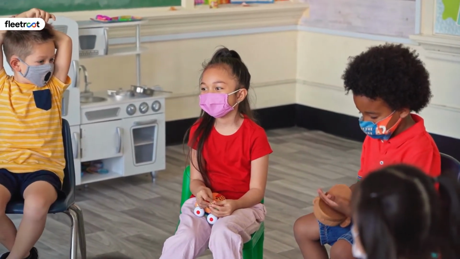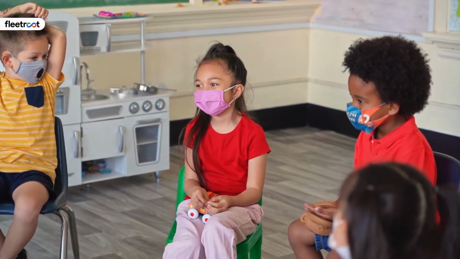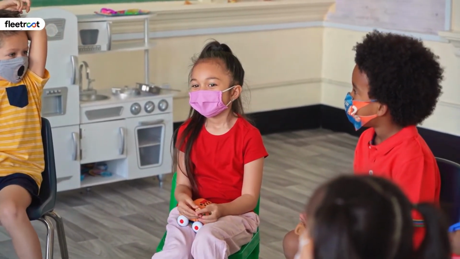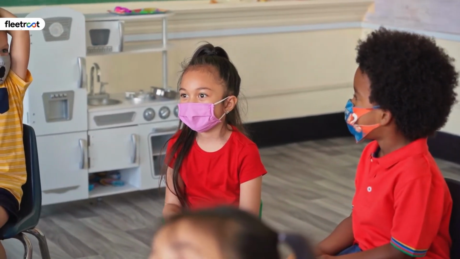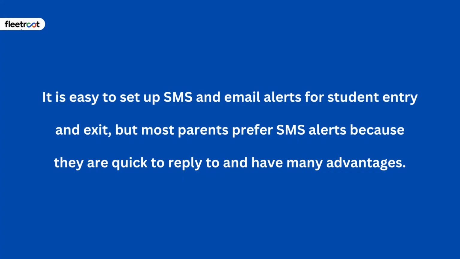As a working parent, it may become hard for you sometimes to track the activities of your child. With this alert system, you can monitor all your child's activities. Texts are helpful because they have a 98% open rate. It is easy to set up SMS and email alerts for student entry and exit, but most parents prefer SMS alerts because they are quick to reply to and have many advantages.